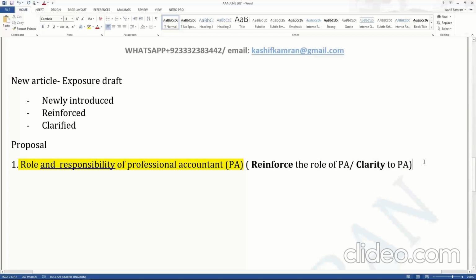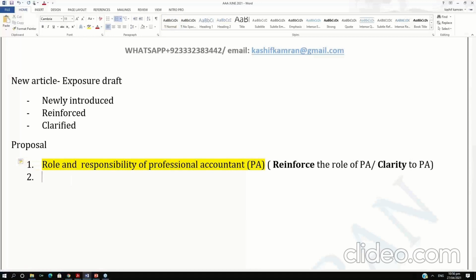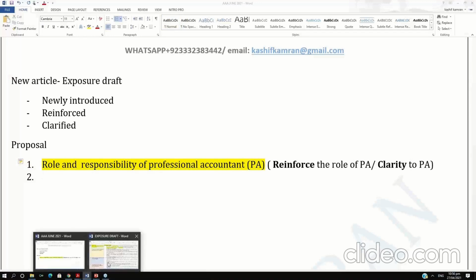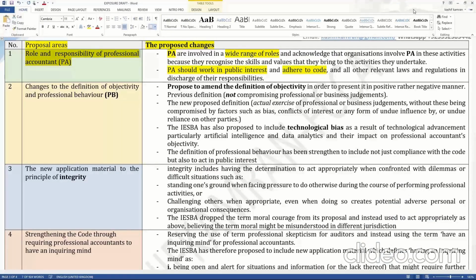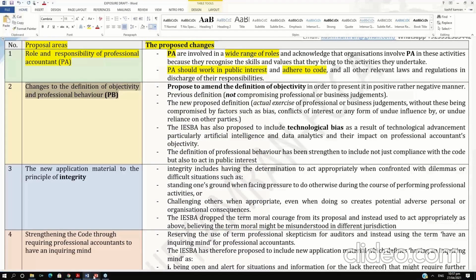Okay, let's look at the proposal number 2 then. The proposal number 2, which has been brought in, is much more important for a AAA student, because it is about the changes to the definition of objectivity and professional behavior. Now that's important. Changes to the definition of objectivity and professional behavior.